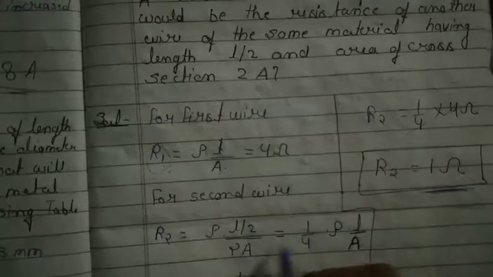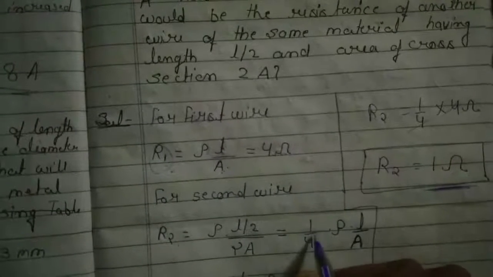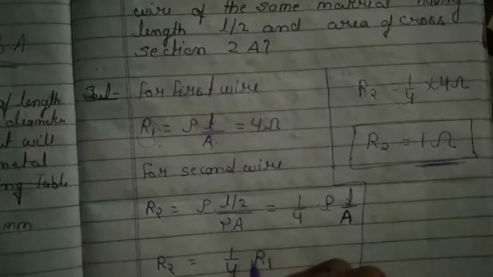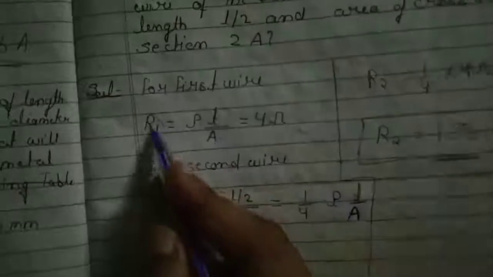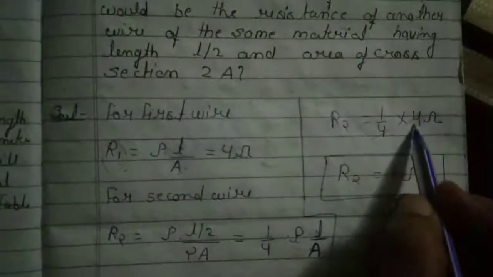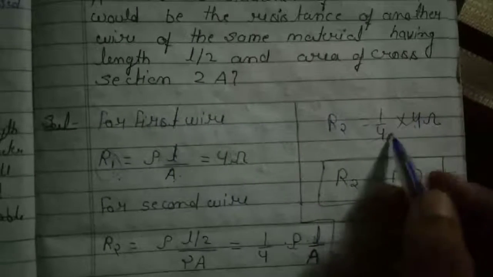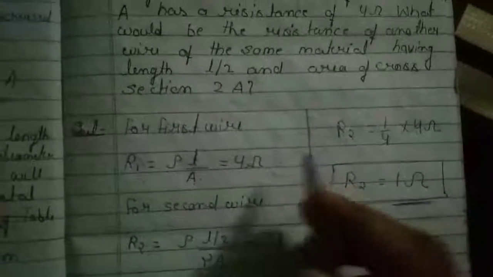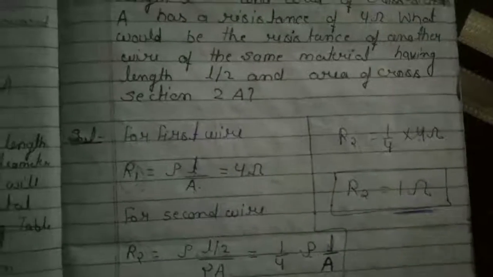So here 2 times 2 is 4, so we can write 1 upon 4 into rho L upon A. So R2 is equal to 1 upon 4 of rho L upon A, which means R1, and R1 is 4 ohm. So the 4 cancels with the 4, and R2 is 1 ohm. This is the resistance of the other wire, or second wire. Okay, understood?